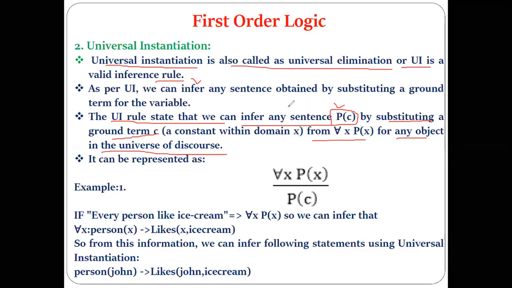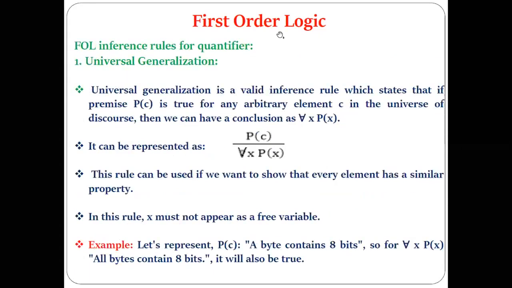In the previous rule, universal generalization, what have we done? From this kind of thing, which is given as true, we obtain these things. In short, the same thing. If the premise P(c) is given like this, then from this we have obtained this sentence. From this given premise P(c), we have obtained this part. So that is why it is represented like this.